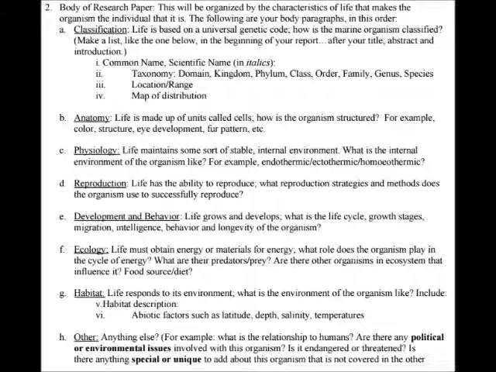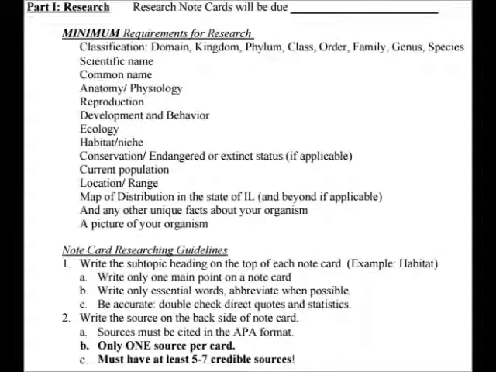So if you're interested in what is anatomy, you can look there about what I'm looking for your research for anatomy or physiology or reproduction or ecology. So reference that when you're doing your research. Okay, so now we know what you need to research. Let's talk about how you're going to actually record your research. So we're going to be using note cards, and again, I do have some note cards for you if you don't have any.